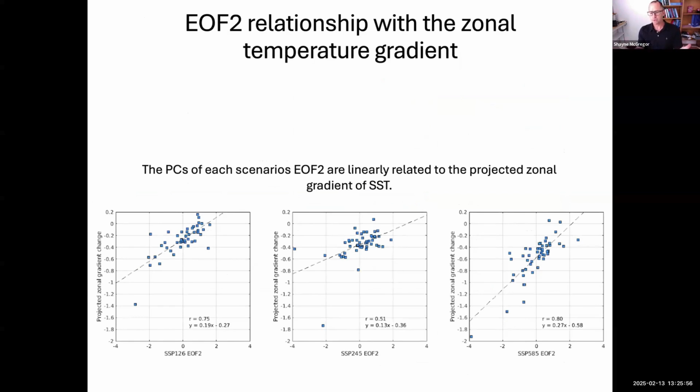All right, but we've got a good relationship between the projected zonal gradient and this EOF2. So EOF2 is going to tell us about this zonal gradient moving forward, which we know is important for Australian rainfall and global mean temperature.